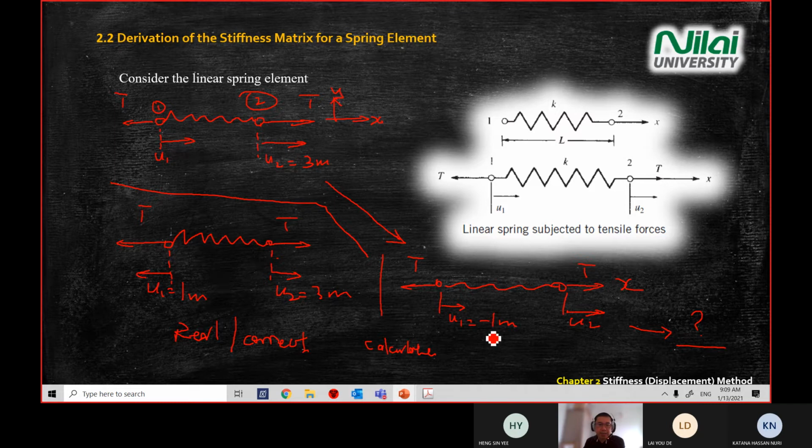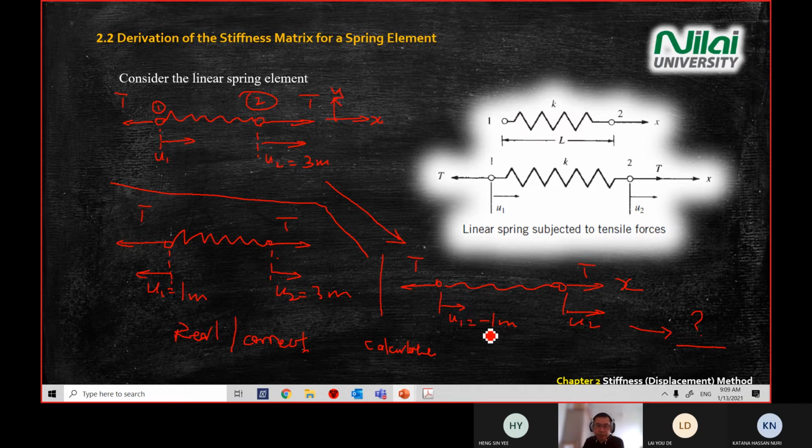It's just that you need to understand what is the meaning when you get a negative. It means that what you assumed in your calculation earlier is wrong. It means the direction is wrong. So for this case, in the early stage you assume point 1 will go to the left. You calculate, then at the end you get U1 equal to -1 meter. It means that what you drew in the free body diagram, that U1 will go to the left, is wrong.